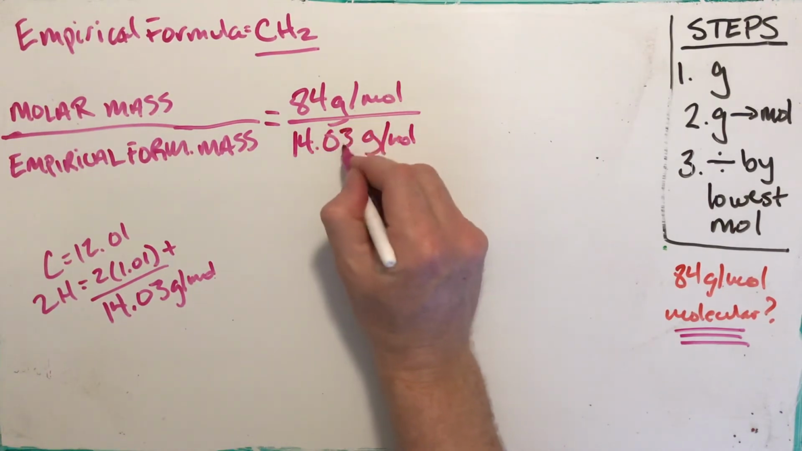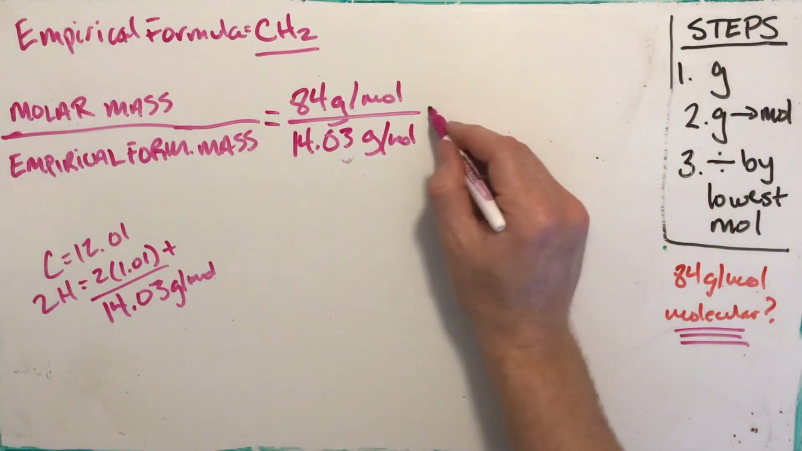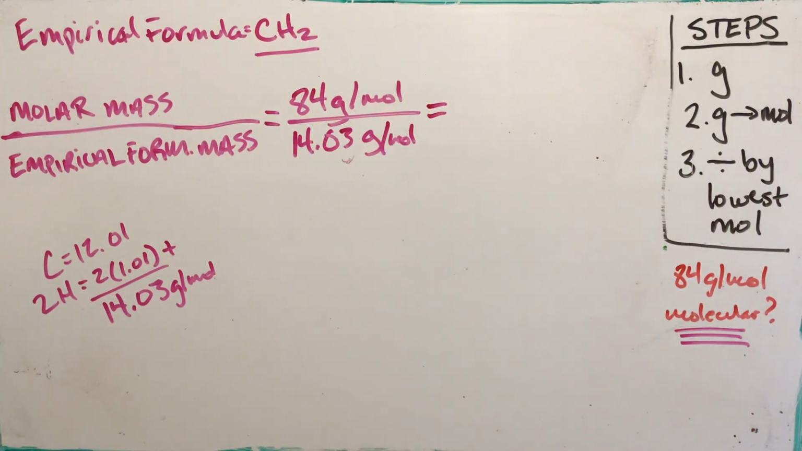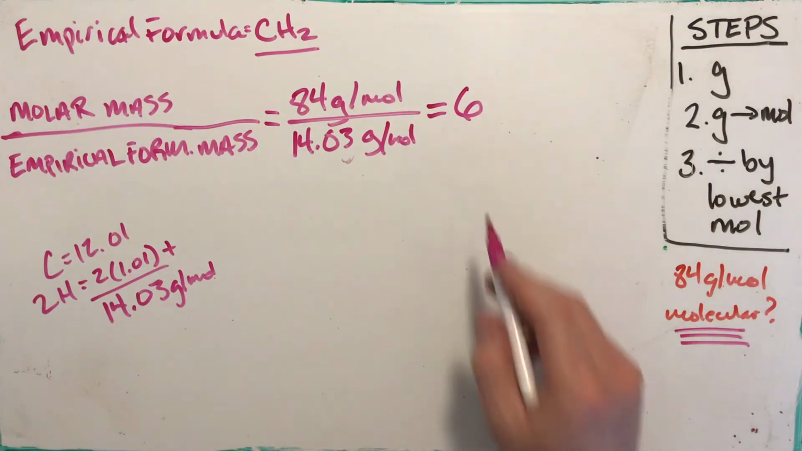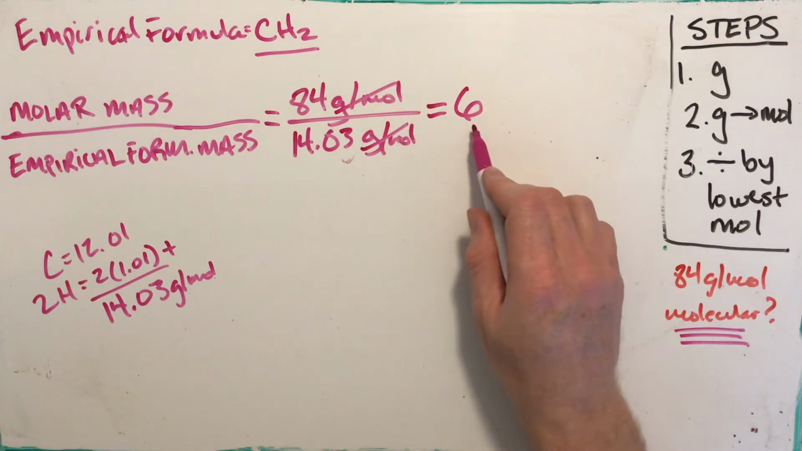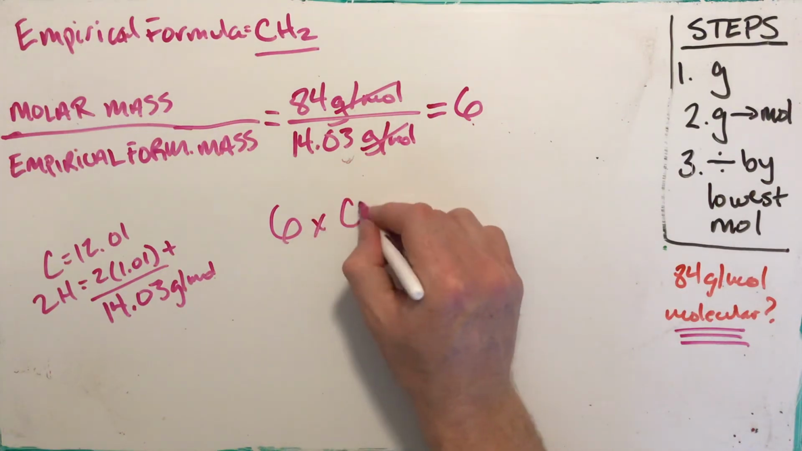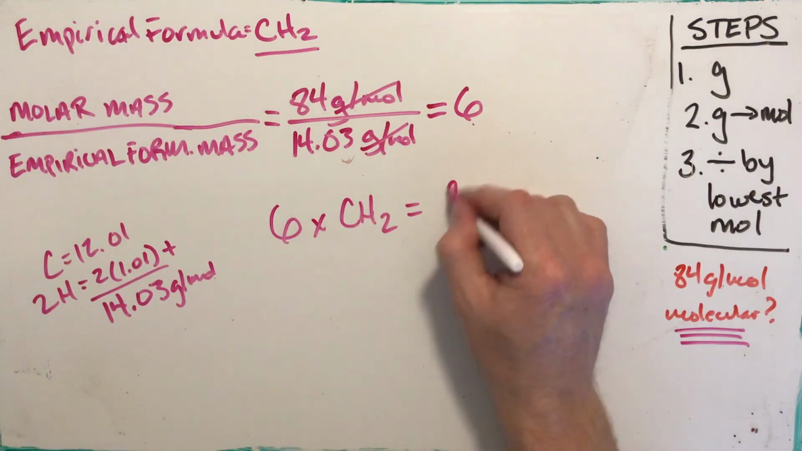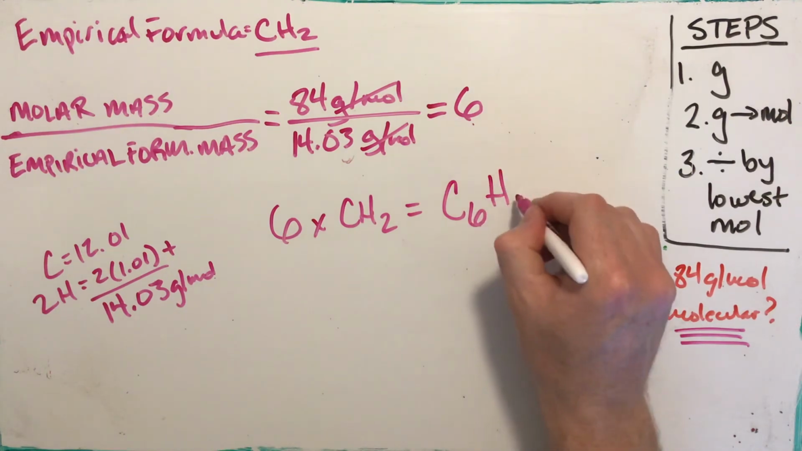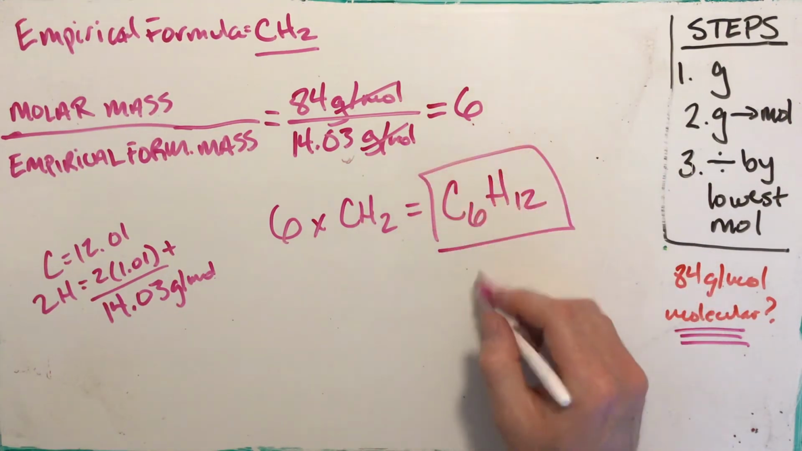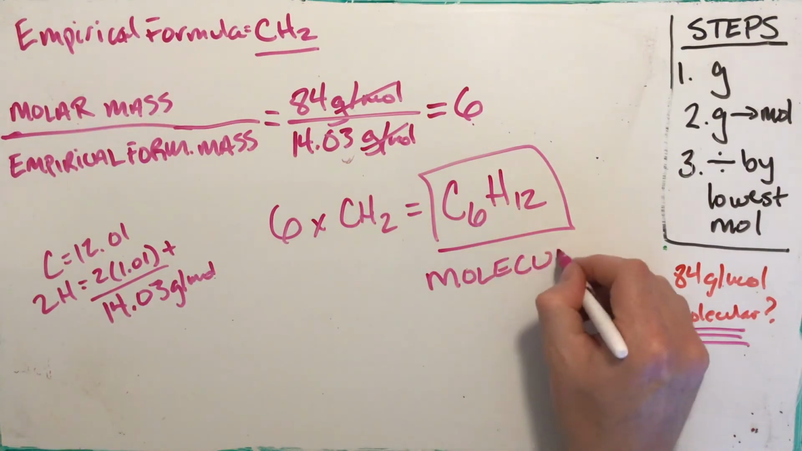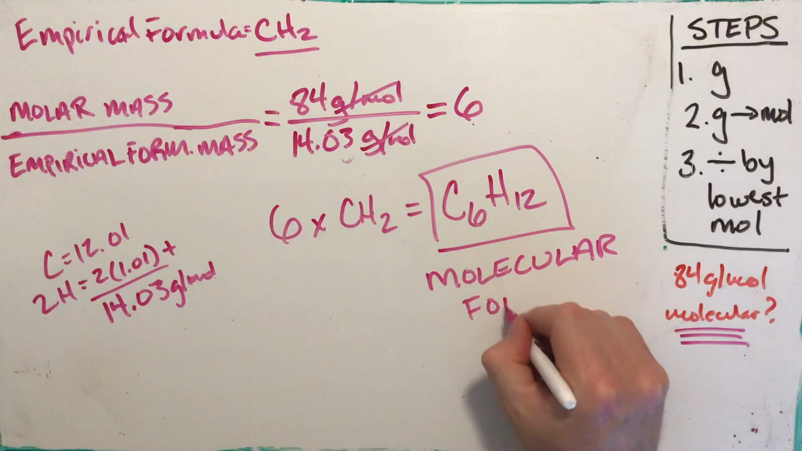So I put that up here, 14.03 grams per mole. That 3 I made small, it should be up here. There we go. All right, and when I take 84 and I divide it by 14.03, I get 5.99, so 6. So this tells me these grams per mole cancel. This tells you that the real deal is 6 times larger than that. So 6 times CH2 is equal to C6H12. And that is my molecular formula, the real deal.